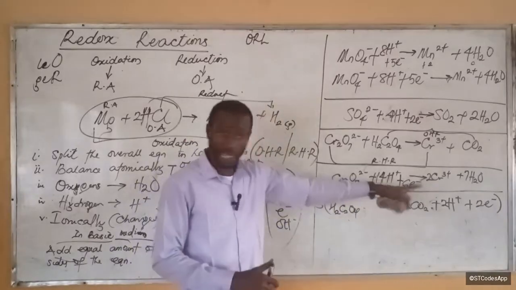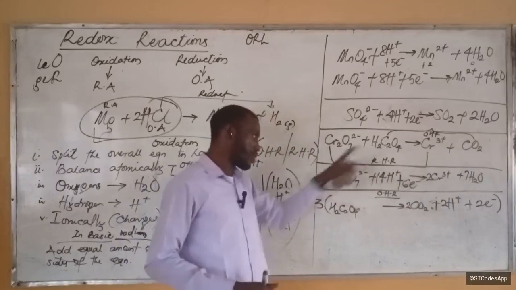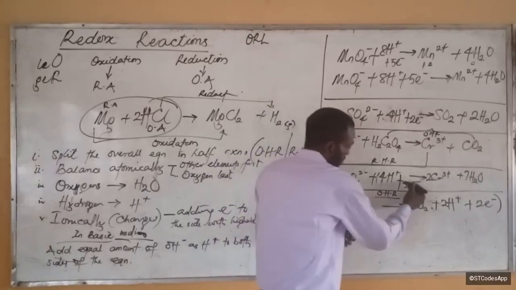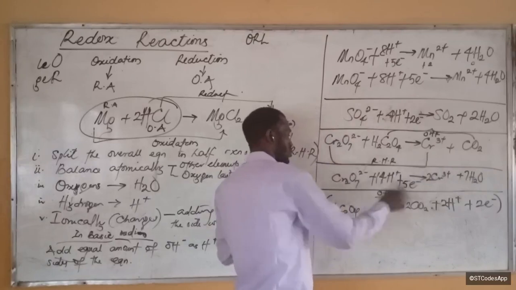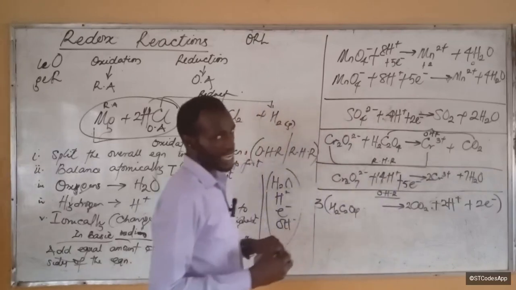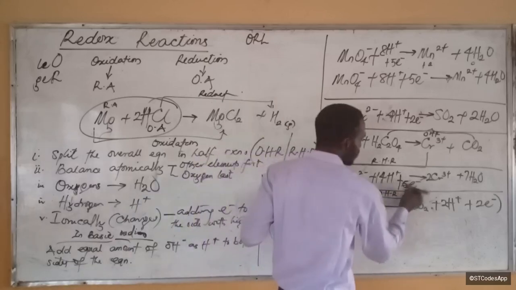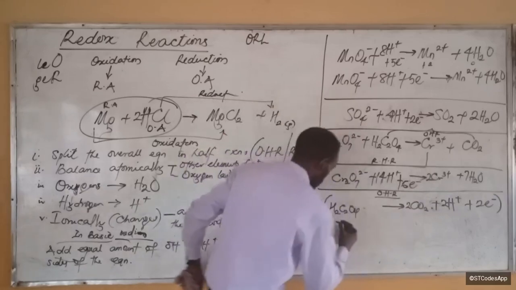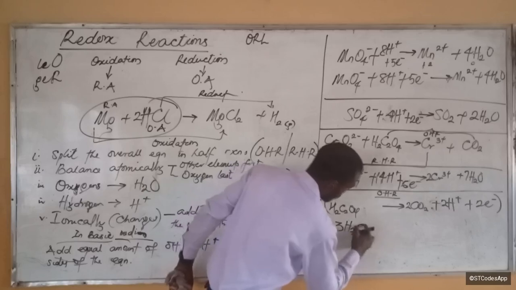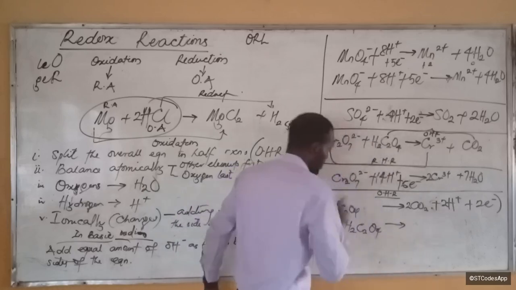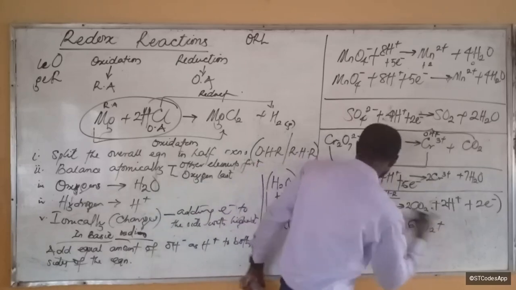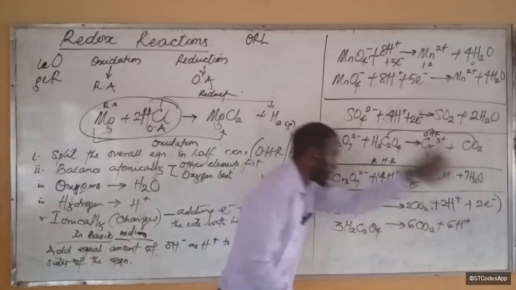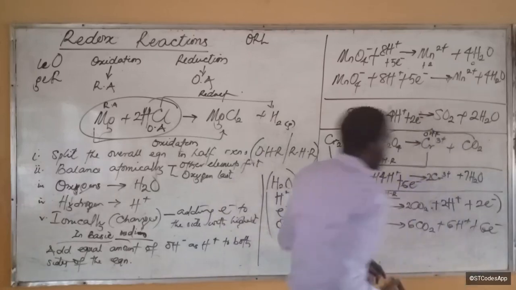Had it been a 5, 2 cannot go to 5, so we would multiply this equation by 2 and multiply that one by 5 to make them equal. Is that clear? Good. When it's 6, 2 can become 6 by just multiplying by 3. So our oxidation reaction becomes 3H2C2O4 to give 3 times this, 6CO2, plus 3 times 2, 6H plus, plus 3 times that, 6 electrons.